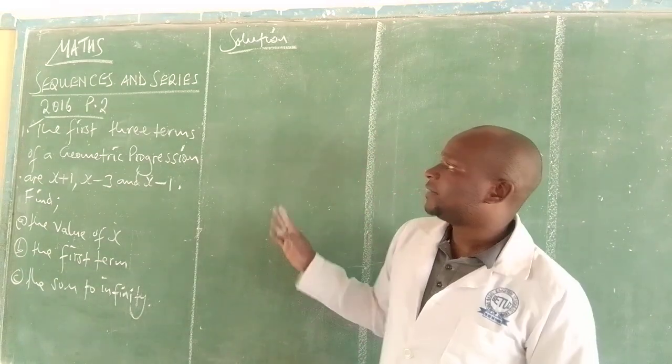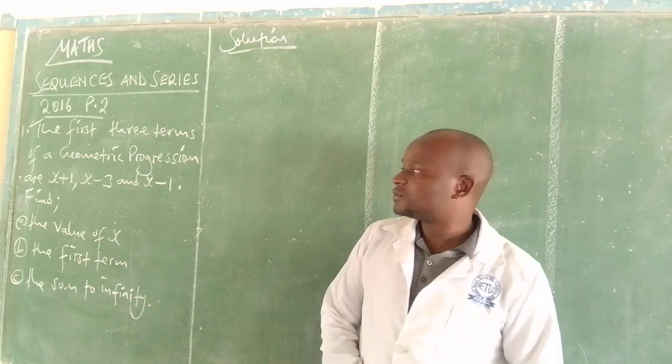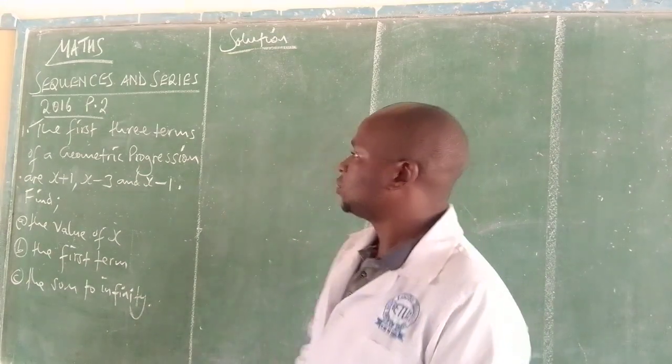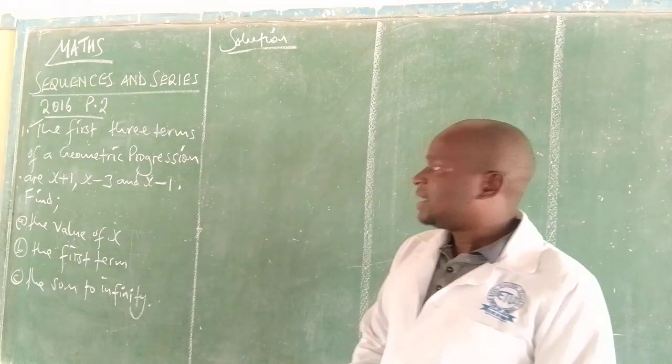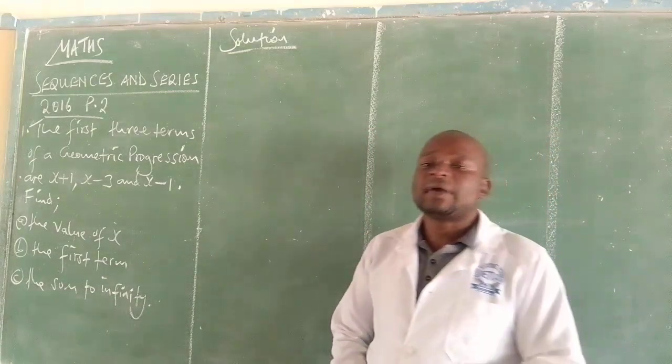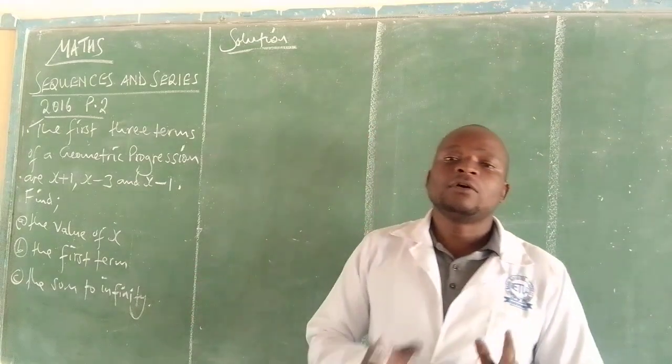We're getting this from the 2016 paper 2, and the question says the first three terms of a GP, or geometric progression, are x plus 1, x minus 3, and x minus 1. Now we are required to find the value of x.